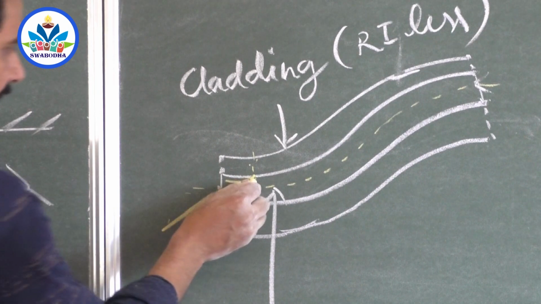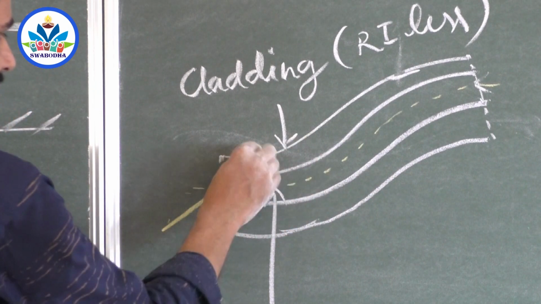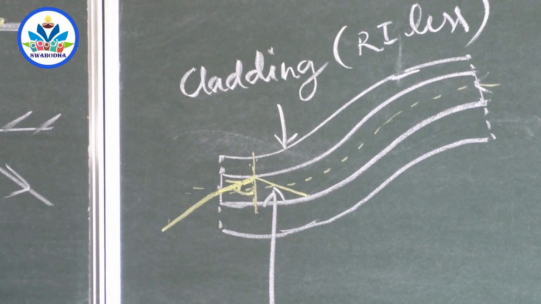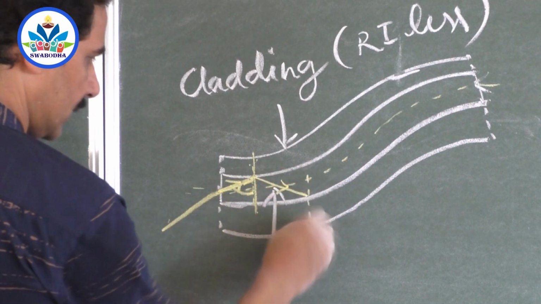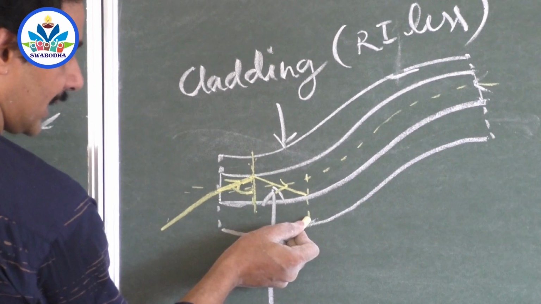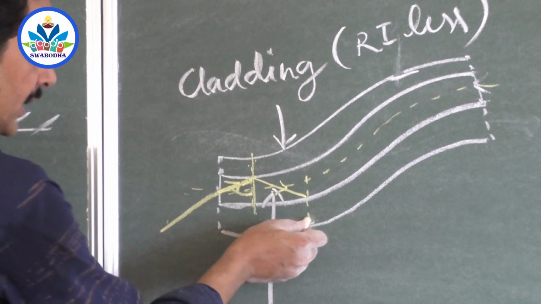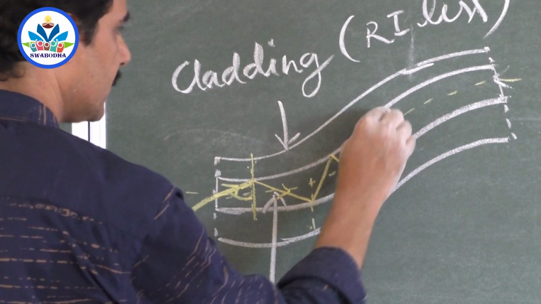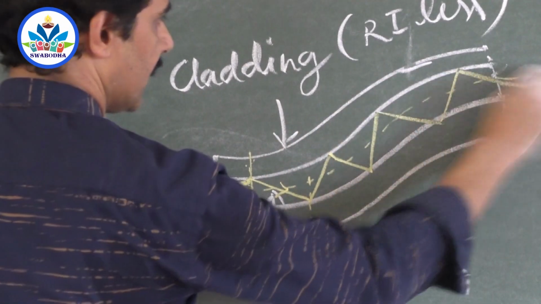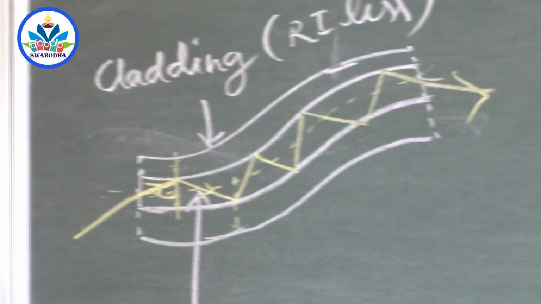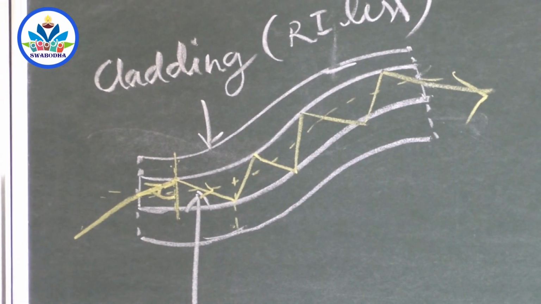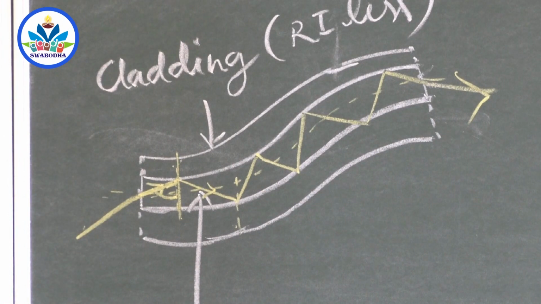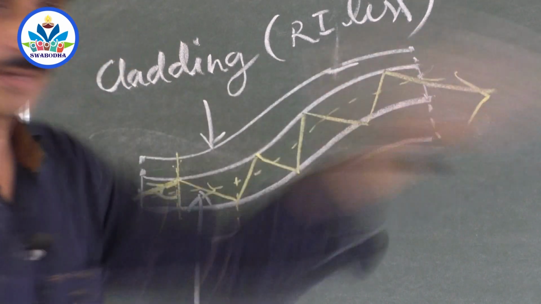So what happens to this ray of light if this angle is more than the critical angle? If this is the normal, it undergoes total internal reflection. And here also, this angle will be more than the critical angle. Light can't enter into the cladding, the lesser refractive index, rarer medium, and it again undergoes total internal reflection. So after a series of total internal reflections, light comes out with almost the same intensity. For an external observer, we feel that the light has traveled in a curved path.